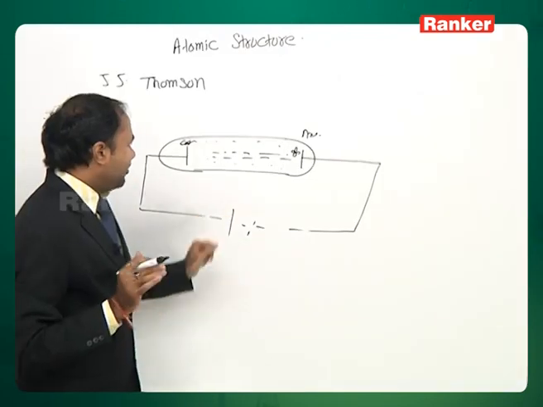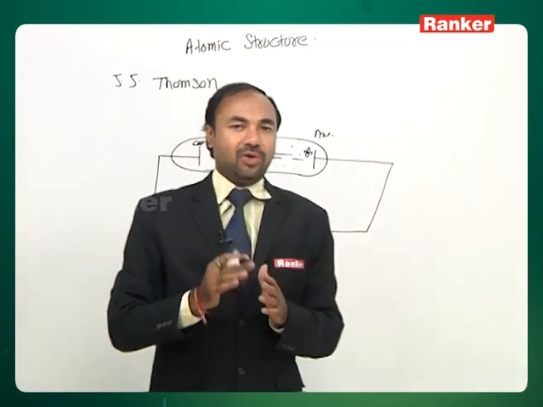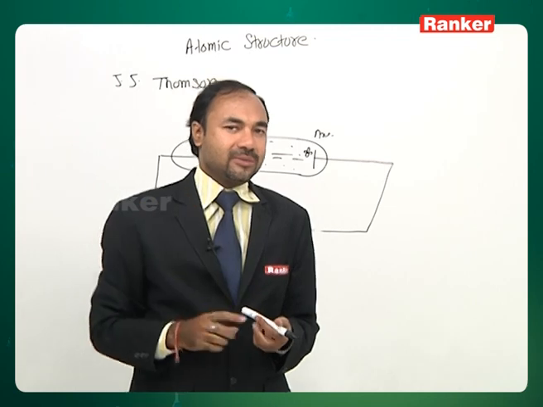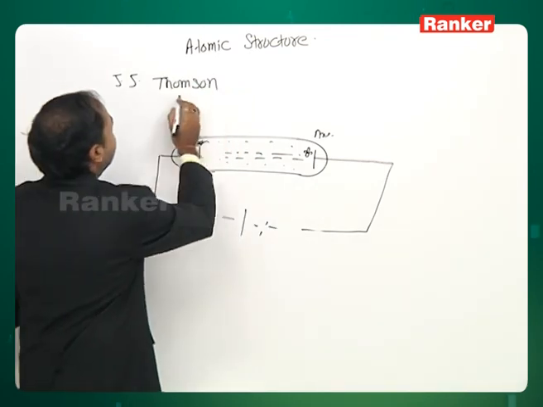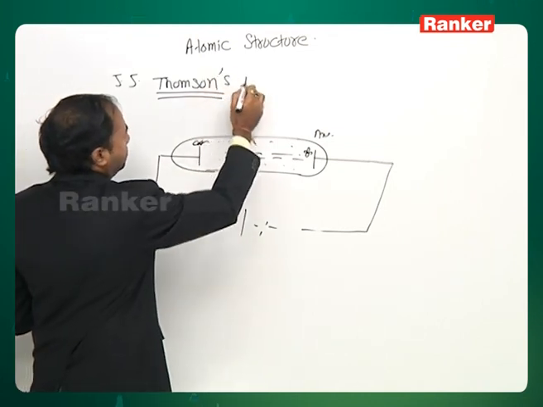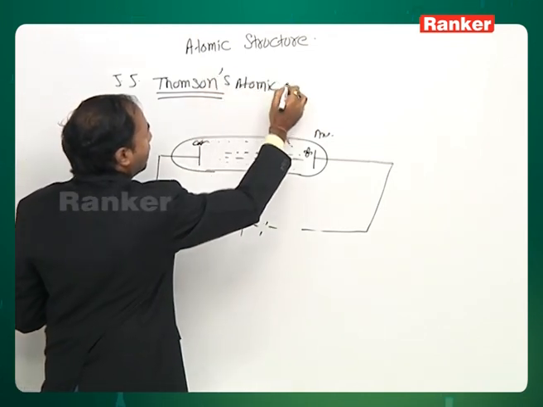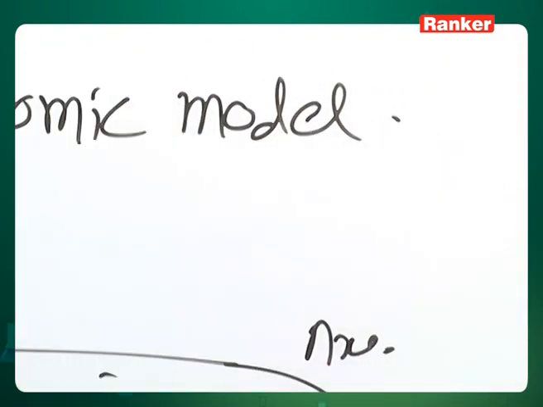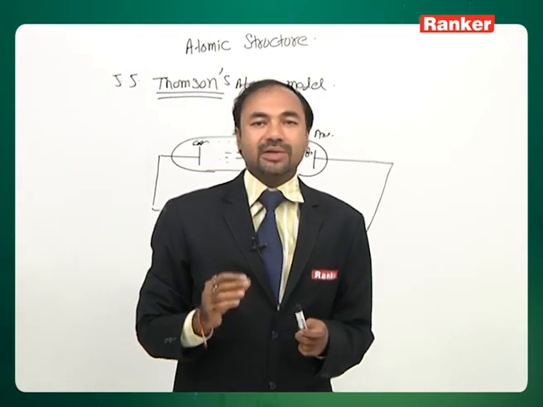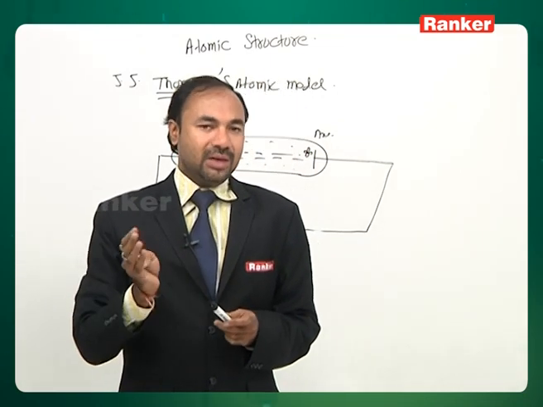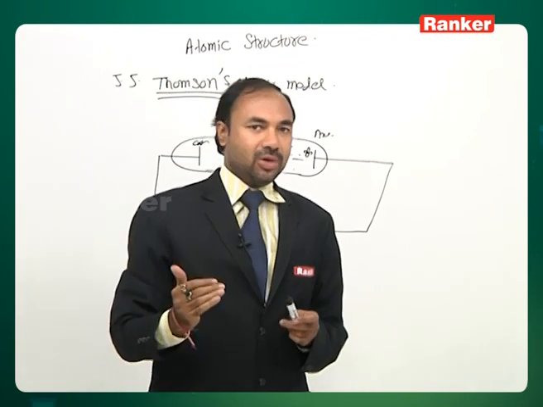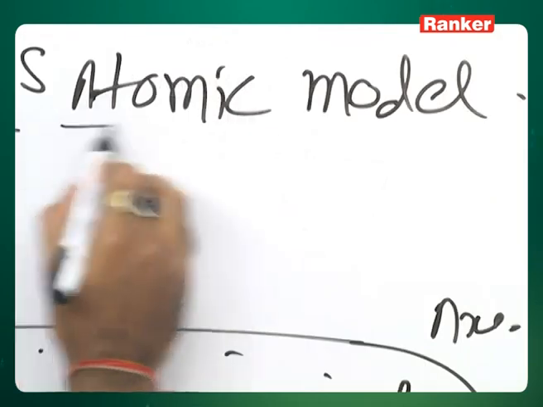Now, the first one which we have to discuss, actually this is not in the IIT Advanced syllabus, this is only in the IIT Main syllabus. This was given by Thomson, and after his name it is known as Thomson's atomic model. It was quite primitive, because by the time Thomson gave his atomic model, even the proton was not discovered, even the neutron was not discovered. So based upon only the electron, he gave his atomic model.